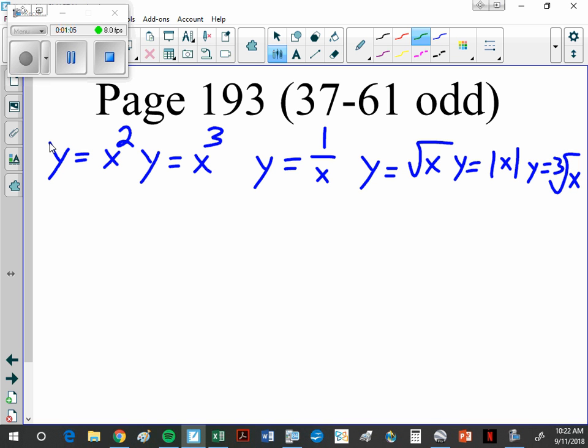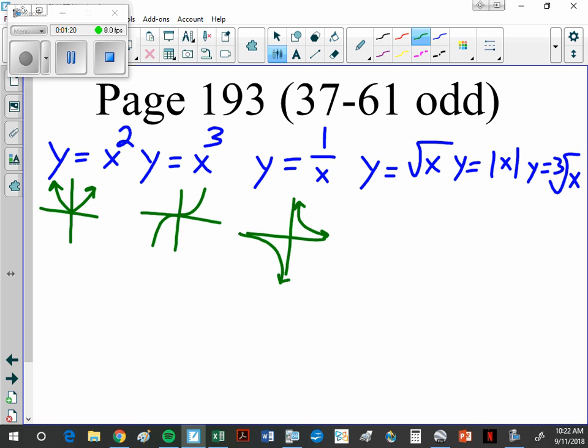So x squared, you guys know this one. Looks like that. X to the third, looks like that. 1 over x, you are not as familiar with, but it looks like this. It never hits any of the two axes. Okay. This one is the square root of x. This one is the absolute value of x.